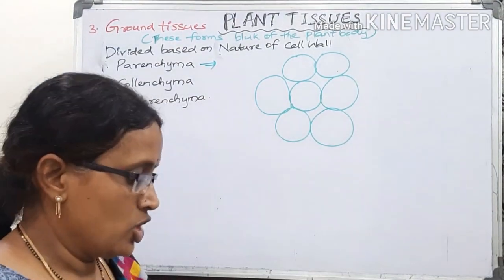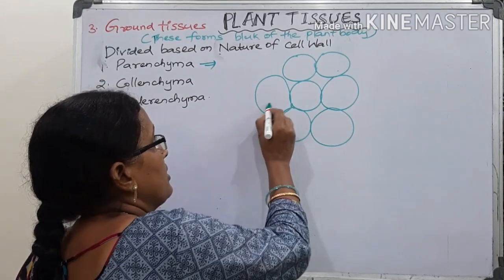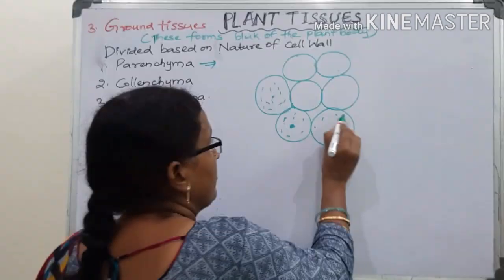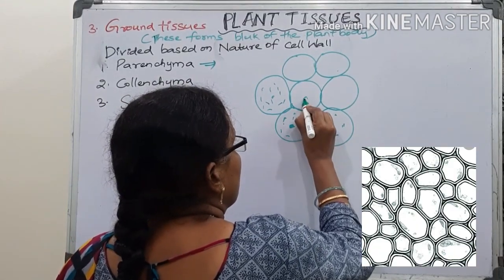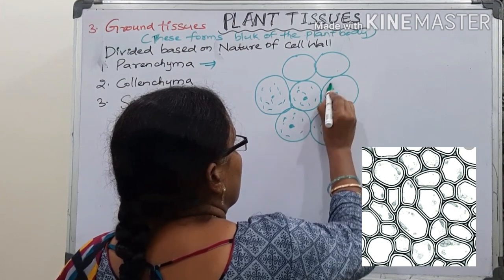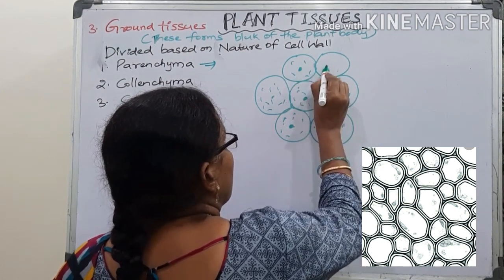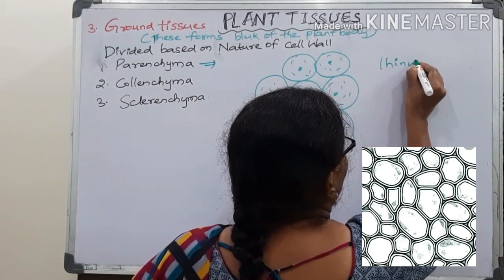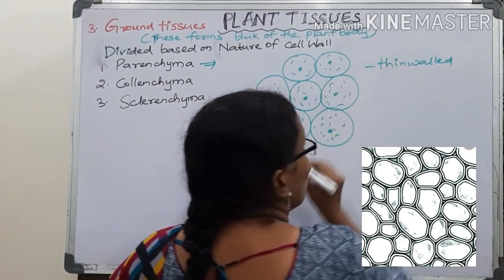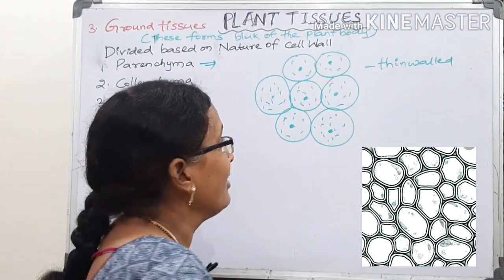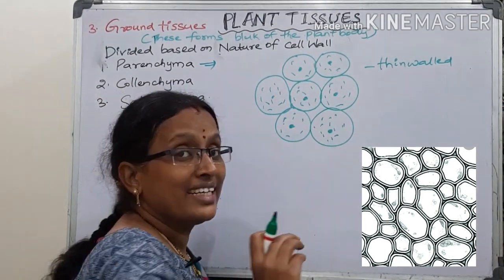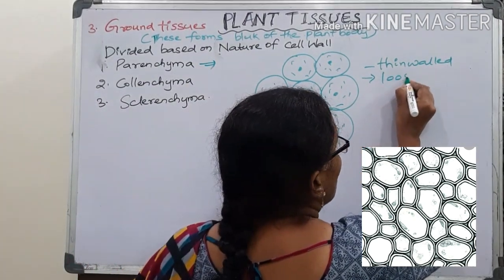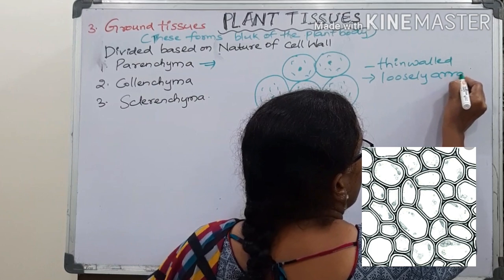These are the cells. Inside, there is a cytoplasm and a nucleus. These are very thin walled cells. Parenchyma cells are thin walled cells, and they are arranged with intercellular spaces. In between the cells there is a gap. They are loosely arranged.